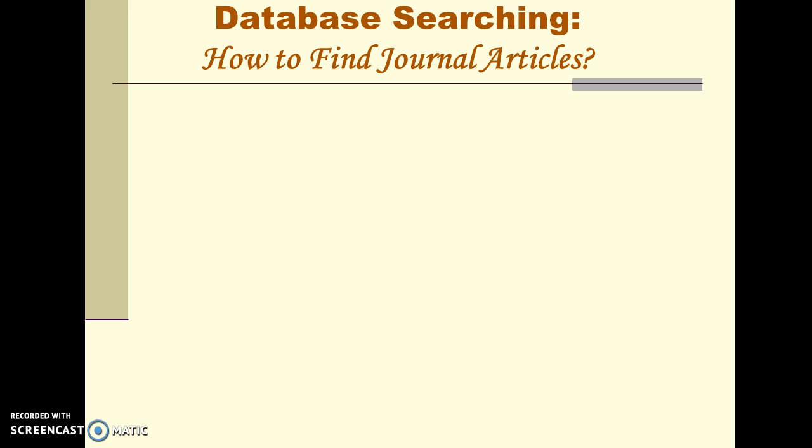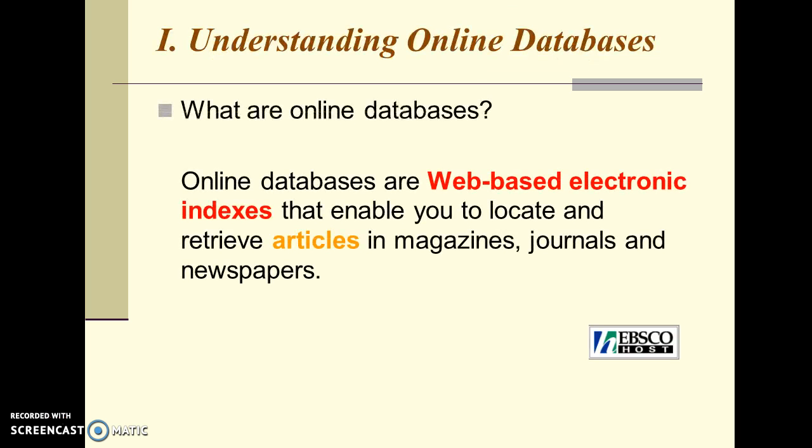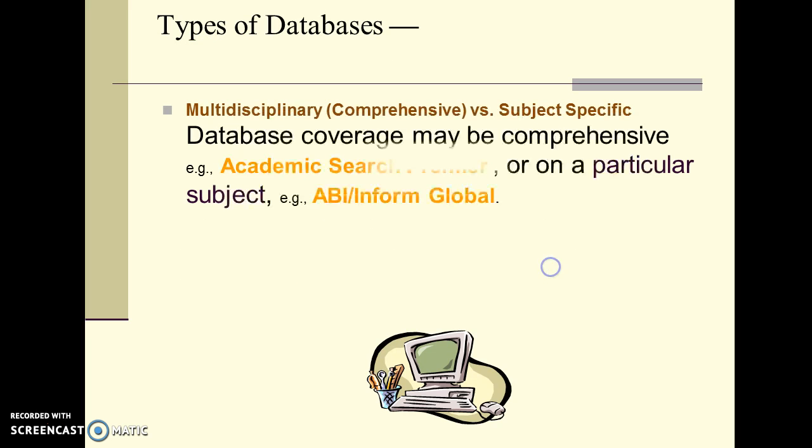So again, those are things that you can find in the databases. So let's get started with databases. Online databases are web-based electronic indexes that enable you to locate and retrieve articles in magazines, journals, and newspapers. It's kind of a one-stop shop for all of these articles, and the library actually pays a monthly fee to access these subscriptions for you. And of course that comes out of your tuition, but you have that availability.